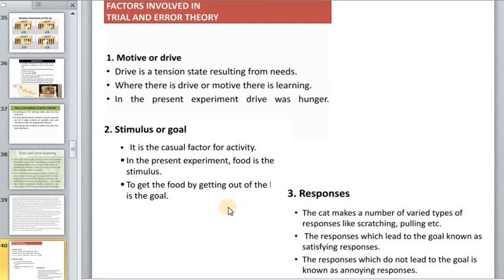And response: the cat makes a number of various types of responses, like scratching, pulling, etc. The responses which lead to the goal are known as satisfying responses, and the responses which do not lead to the goal are known as annoying responses.